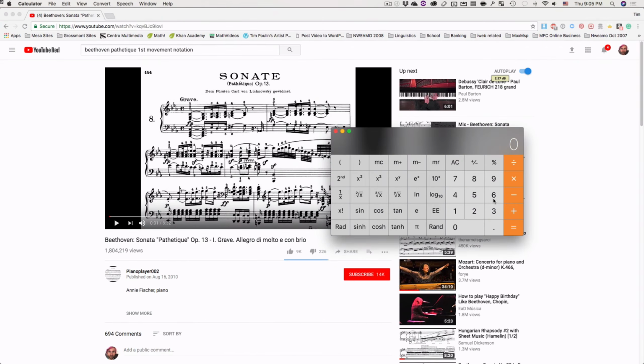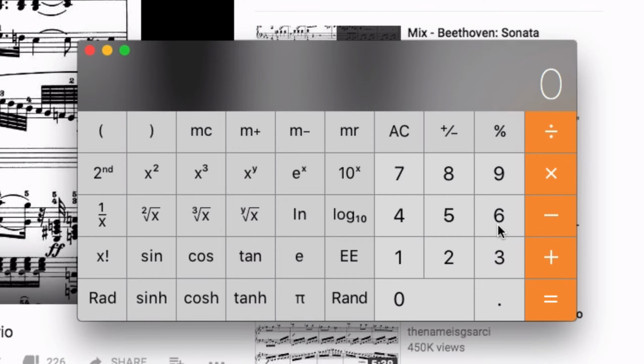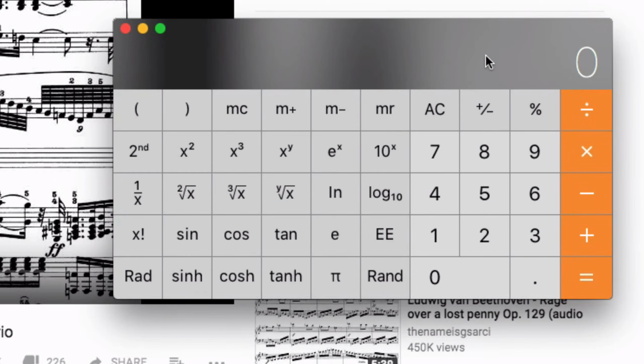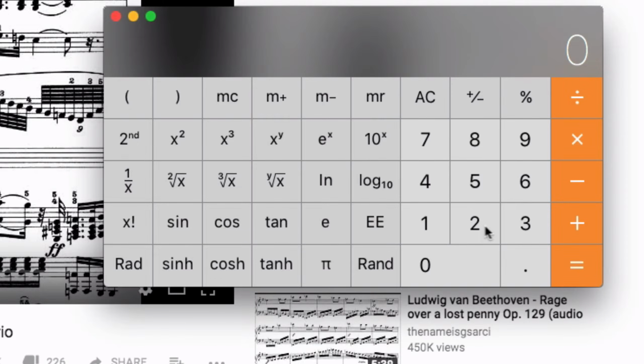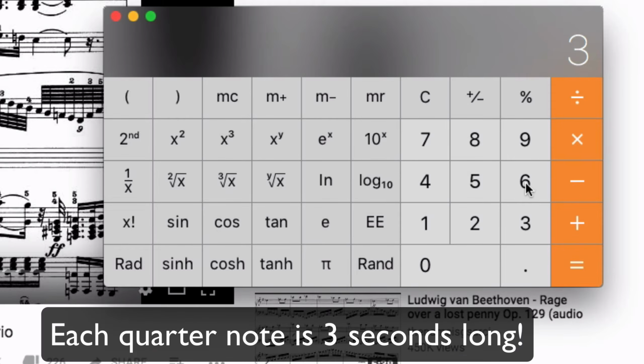Let's think about it this way. If we had 60 beats per minute, then it's 1 beat per second. Each second takes 1 beat. That's kind of slow still. If it's 22 beats per minute, let's just round it down to 20, then it's 60 divided by 20, or 3 seconds long for every quarter note.